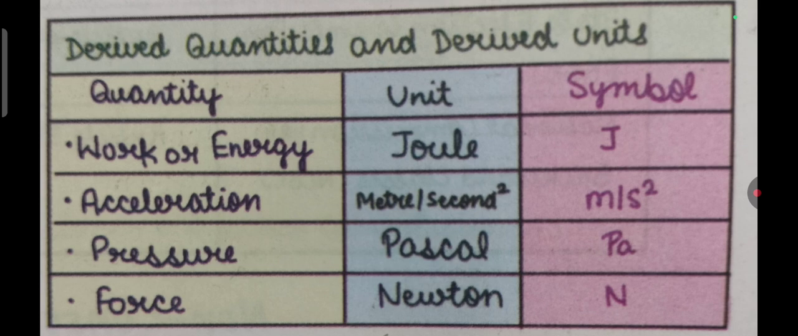Now coming to derived quantities. Derived quantities are the quantities that depend on, or are formed by, combining two or more fundamental quantities through multiplication or division. Their derived units are also combinations of fundamental units. For example, area. Area is equal to length into length. Unit is meter square.